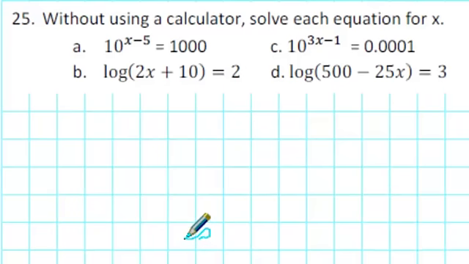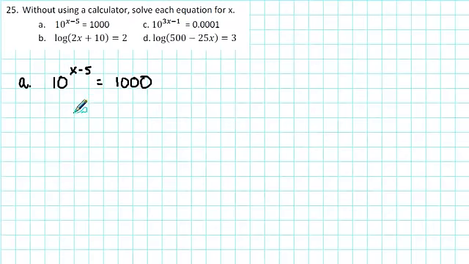Without using a calculator, solve each equation for x. In part A, we're asked to solve the equation 10 to the x minus 5 is equal to 1,000. So we need to think, 10 to what power is equal to 1,000? Well, 10 times 10 times 10, or 10 cubed, is equal to 1,000. So let's write 1,000 as 10 cubed.